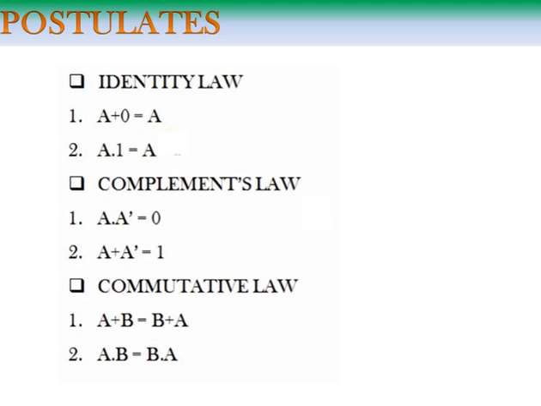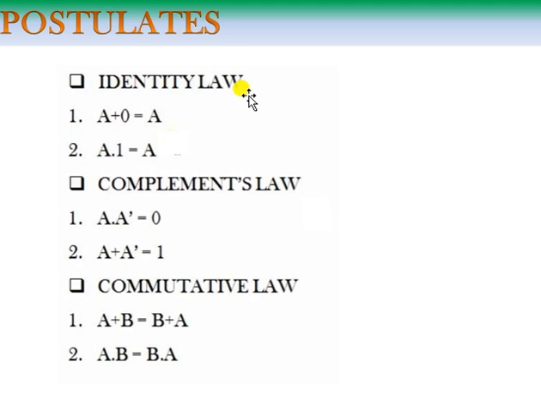Now students, we go through the postulates and theorems of Boolean algebra. A postulate is a statement that is assumed true without proof, whereas a theorem is a true statement that can be proven. So this is the basic difference between a postulate and a theorem. Let us study different postulates.